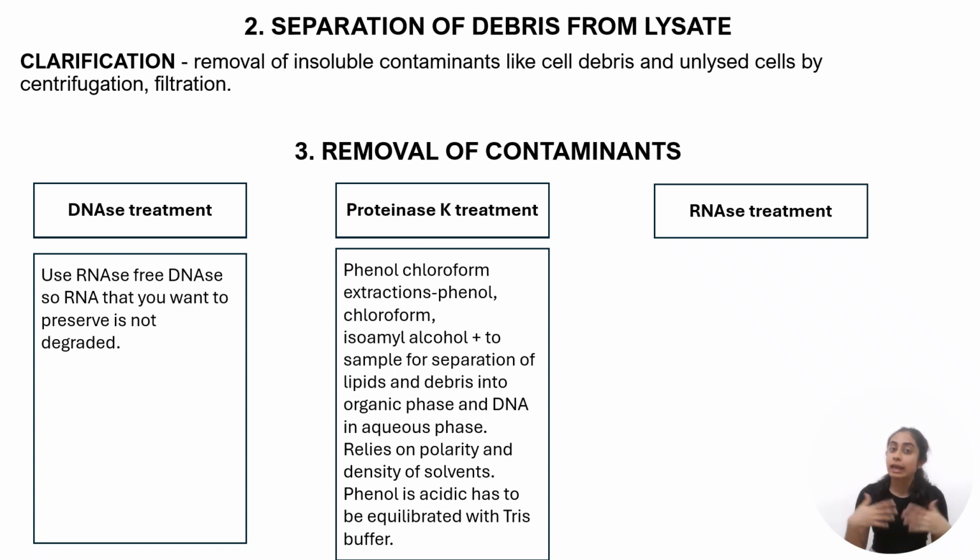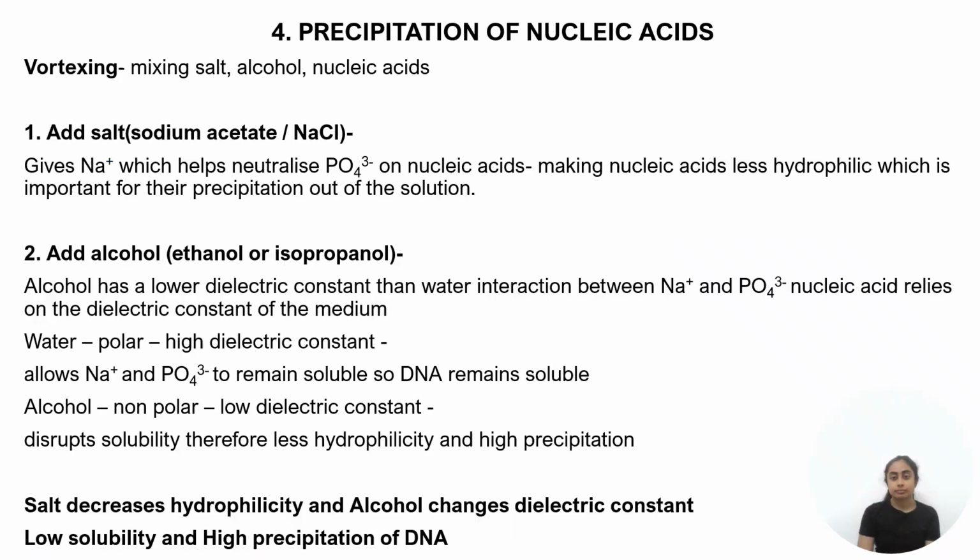Step 3 again is removal of contaminants. This is where you remove the soluble contaminants. So DNase, RNase or proteinase K treatment is used. DNase is something that degrades DNA, so you will use it when you want to work with RNA. Similarly, RNase is something that will degrade RNA, so you will use it when you want to work with DNA.